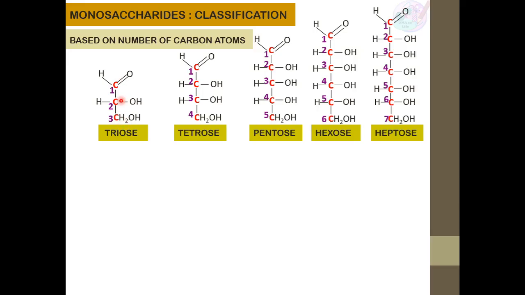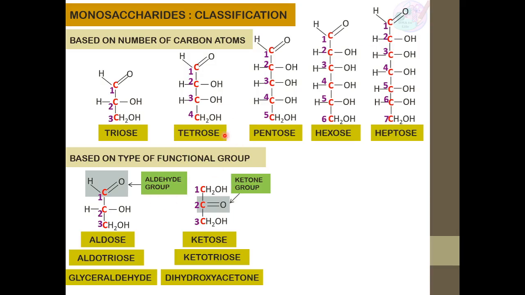If they have 3 carbon atoms, they are known as trioses, and they are represented with the suffix OSE, O-S-E. If they have 4 carbon atoms in their backbone, they are tetroses. With 5 carbon atoms, they are pentoses. With 6 carbon atoms, they are hexoses. And with 7 carbon atoms, they are heptoses. They are also classified on the basis of the functional group they have. If the functional group is aldehyde, meaning carbonyl carbon, they are known as aldoses. If it is ketone, they are known as ketoses. So we can combine both of these conventions to name them.